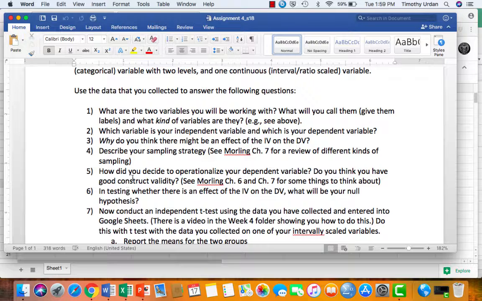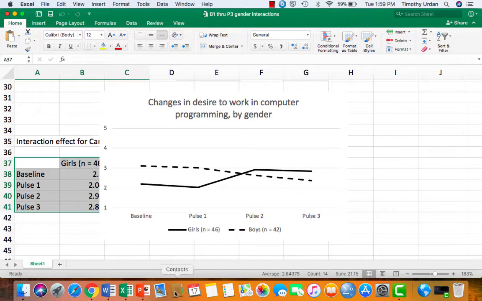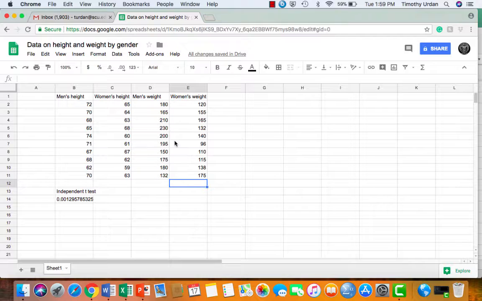That's convenience sampling. Number 5, how did you decide to operationalize your dependent variable? Do you think you have good construct validity? Suppose that I collected these data by actually asking people to report their weight. That is how I operationalize the weight variable: people's self-reports of their weight in pounds. I could have operationalized it as grams or kilos or whatever. I'm doing it in pounds. And the self-report does have good construct validity.